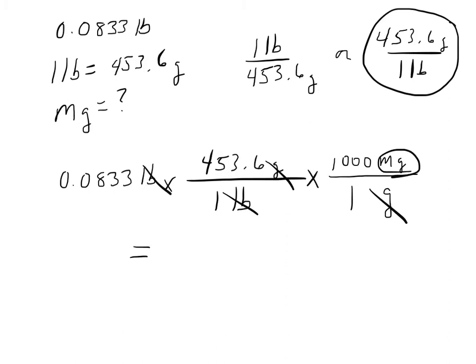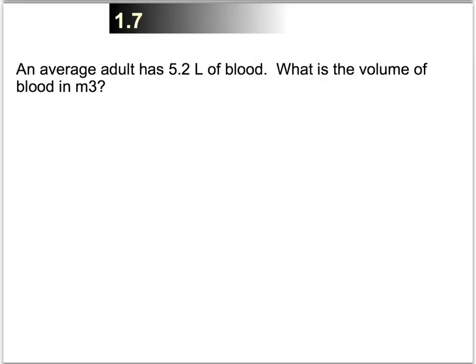When I do this, I get the answer 3.78 times 10 to the 4th milligrams, using 3 significant figures in my answer because I had 3 significant figures in the beginning of the problem. Note, the 1,000 milligrams and 1 gram do not contribute to the significant figures because this is a definition, and defined numbers have infinite significant figures.